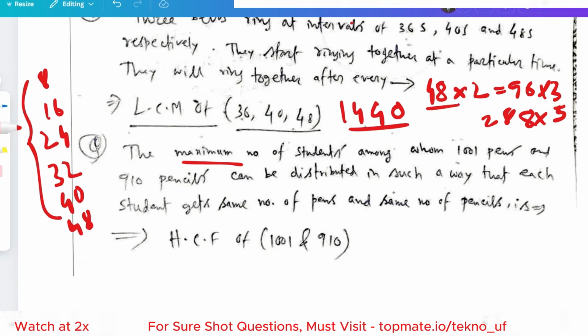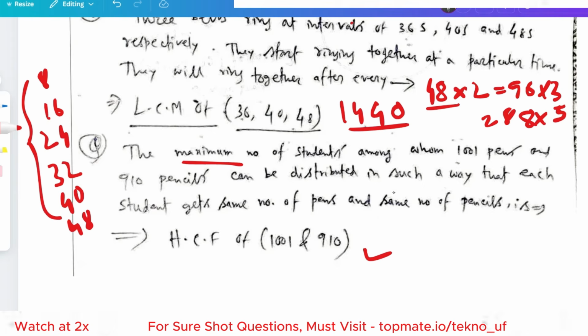If you don't know what to do, then this is the trick. Most of the time it will work: maximum number of students, largest, find out the largest. So this type of problem you will have to go with the HCF of those numbers. If you just calculate the HCF of these numbers, you will get the desired answer. So please do it by yourself. I'll not go with that. I hope you will do so by yourself. Still if you don't know, then let me do it for you.